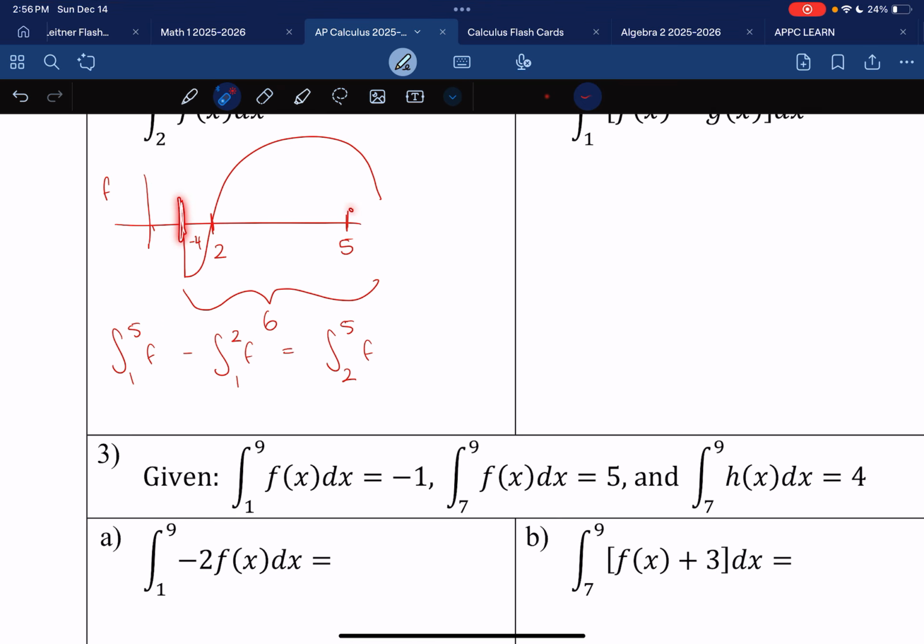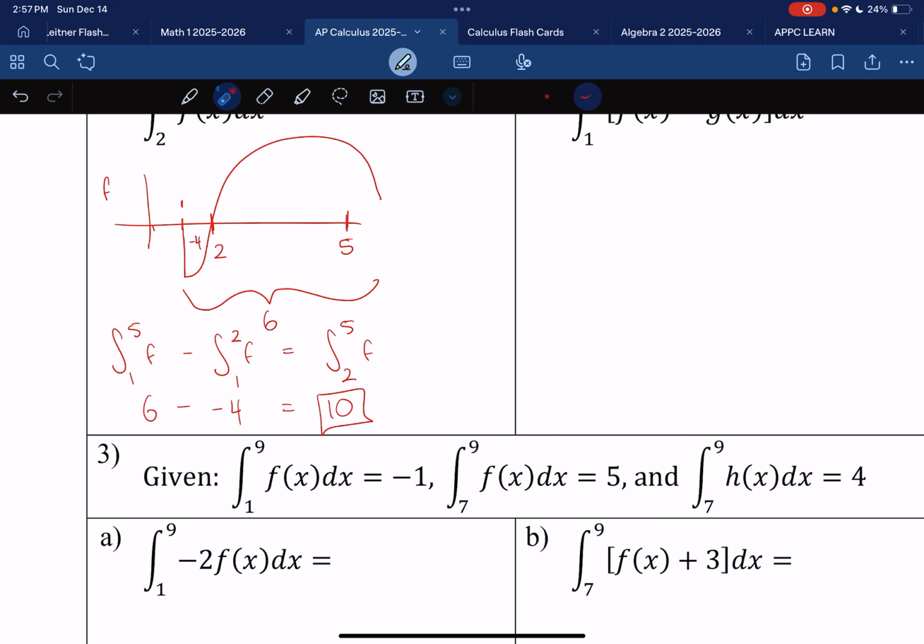Between 1 to 5, it tells us the answer is 6. And if I subtract the integral between 1 and 2, it's this area of -4. Oh, yes, you do have a double negative there. And this is going to be equal to the answer that I want. And 6 minus -4 is 10. And that logically makes sense.